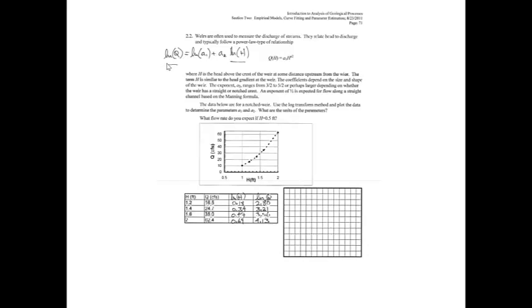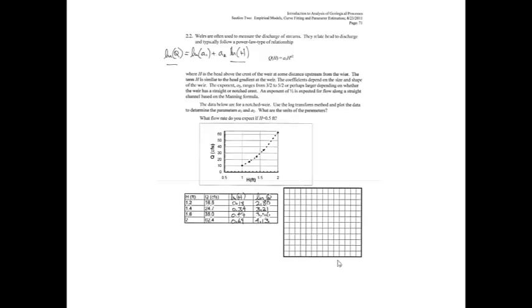By inspection, we can tell that this equation would plot as a straight line if we use the natural log of q as a function of the natural log of h. a2 then is the slope, and the natural log of a1 is the intercept. So we go down here to the data, and we know from the log transform that we're going to need the natural log of h and the natural log of q. So we simply calculate those using the calculator.